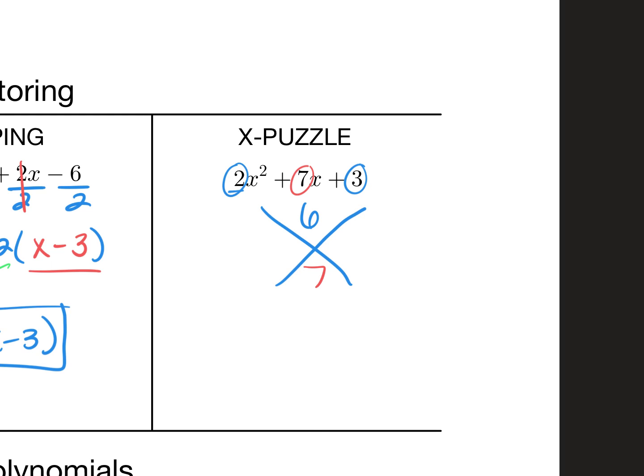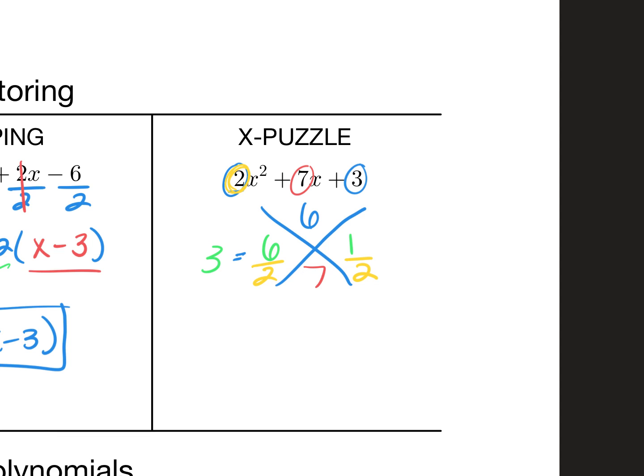Next, I ask myself, what two numbers multiply to get 6, but add to get 7? And the numbers are 6 and 1. Now, mind you, everything is positive in this equation, so I'm going to keep everything positive. However, since I have this a, I'm going to have to divide both of them by 2. So this turns out to be 3.